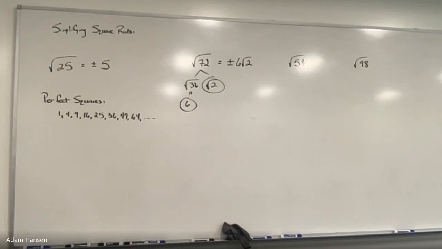7 divides into 98 14 times, but I wouldn't pick those because neither 14 nor 7 are perfect squares. Think about what perfect squares divide into those two radicals. Start there.